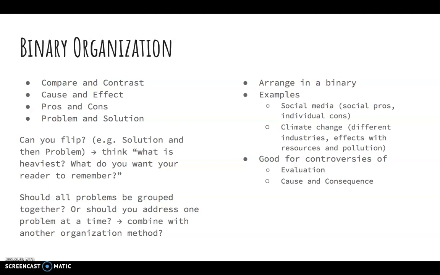Some examples with this would be social media, where you first present the pros, then the cons of social media. If you're doing climate change, it'd be the industries and what they do, and then the effects on the pollution or resources or something.